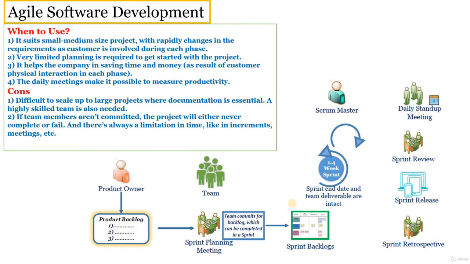So if you're developing certain features, then you would have to break down those features. Basically, you have to decompose those features into small features, and you would accept only the features which you can deliver in a certain time frame. And the daily meetings make it possible to measure the productivity.